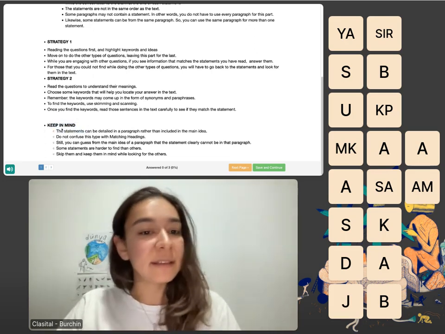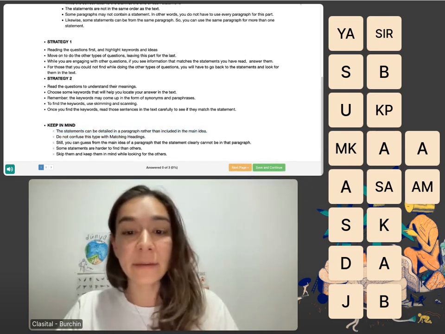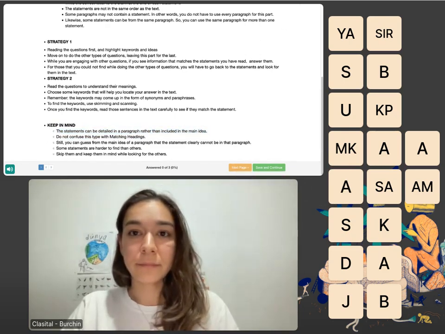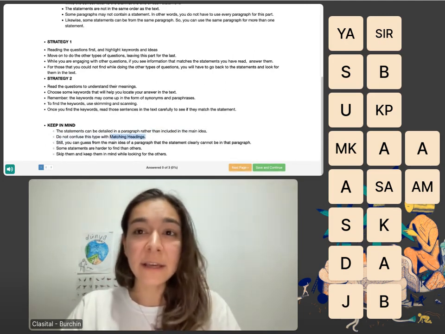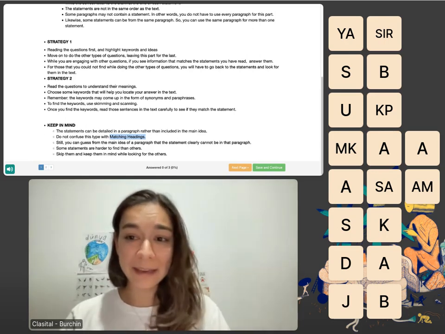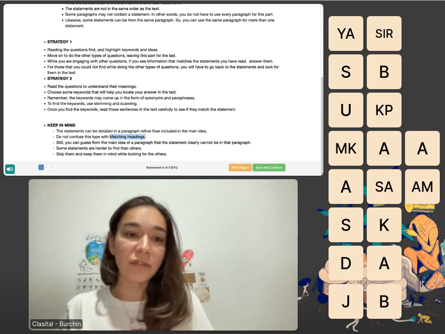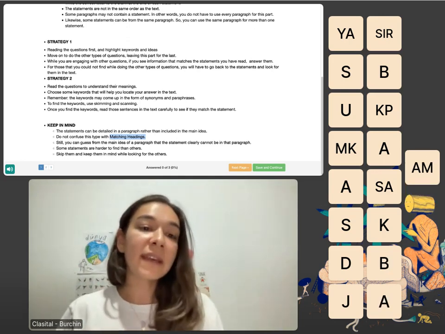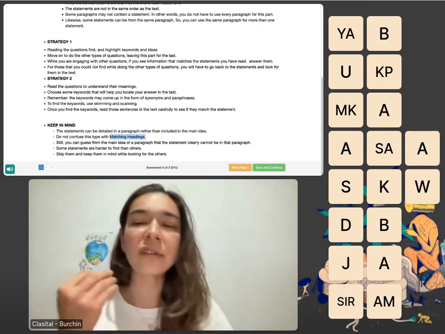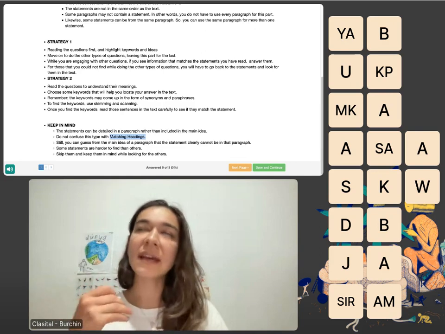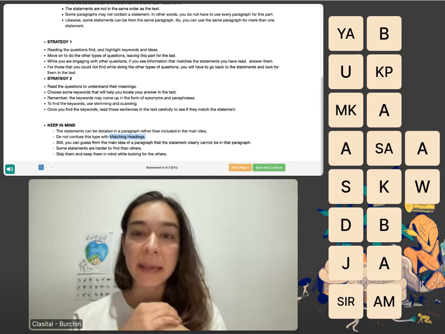And keep in mind, the statements can be detailed in a paragraph rather than included in the main idea. Do not confuse this type with matching the headings. We are not looking for the main idea. We are looking for any information here. That's why it is a matching information question. Still, you can guess from the main idea of a paragraph, of course. And we will continue like this too. We will try to find our statement first, locating the main idea.